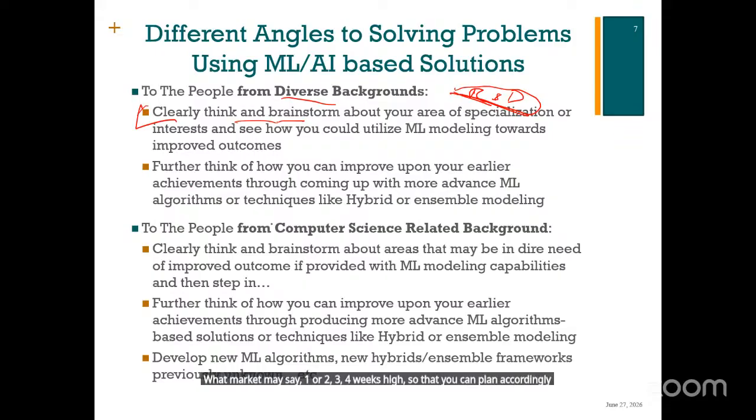To those people from computer science related backgrounds, you try to solve problems for people. Think clearly and brainstorm about areas that may be in dire need of improved outcomes, and set yourself in to help by coming up with machine learning solutions, AI solutions that can support people, that can facilitate the life of people, like in medicine, make diagnosis easier. You see, doctors are always overloaded, overworked. What if we can build a system that can ease their affairs?